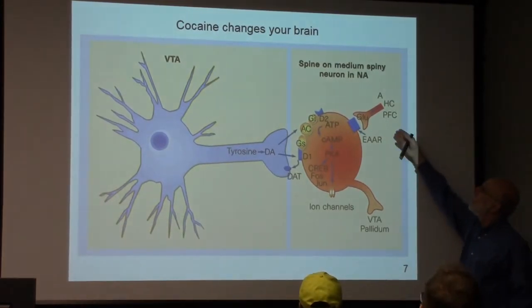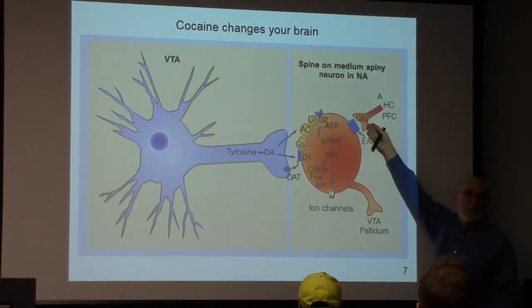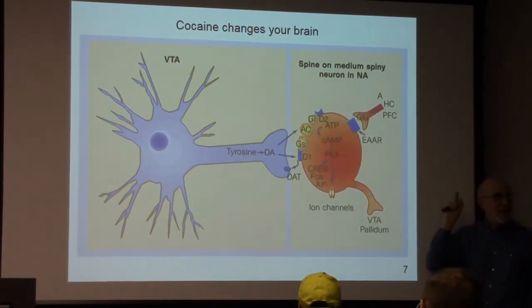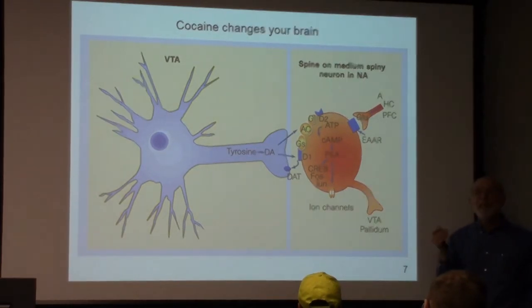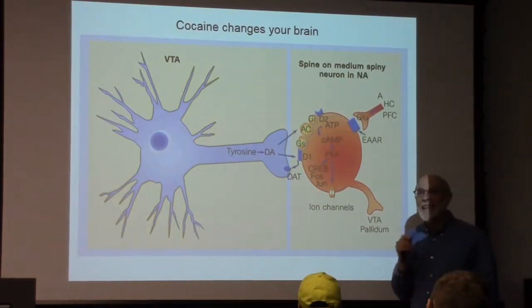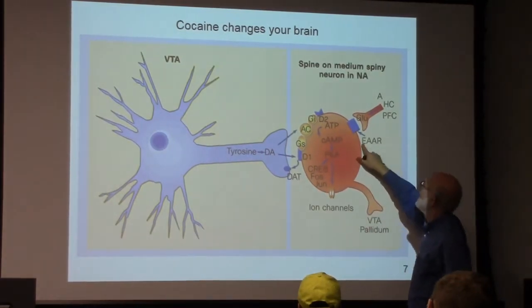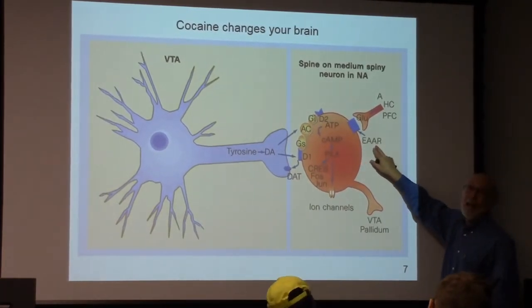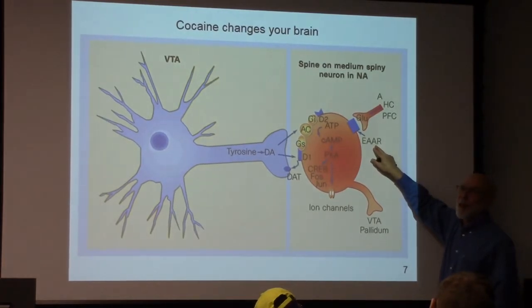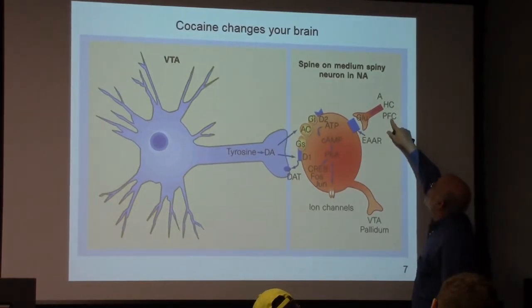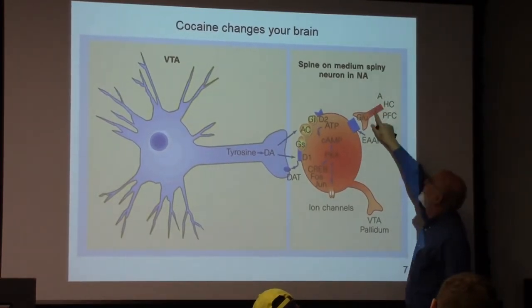We could talk about this one. Here's a glutamatergic synapse. Glutamate is an excitatory neurotransmitter here. What do you suppose EAAR stands for? What is glutamate as a chemical? It's a what, Mackenzie? Excitatory amino acid. There it is. So this is AMPA and NMDA receptors, excitatory amino acid receptors.